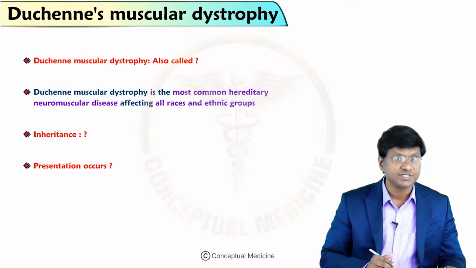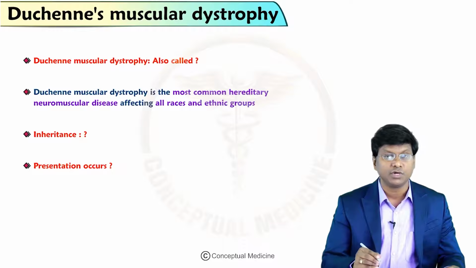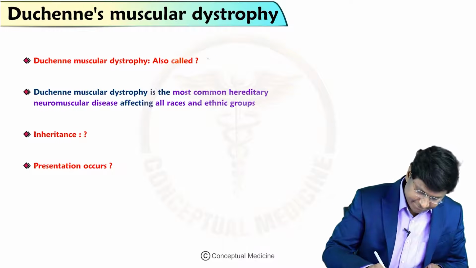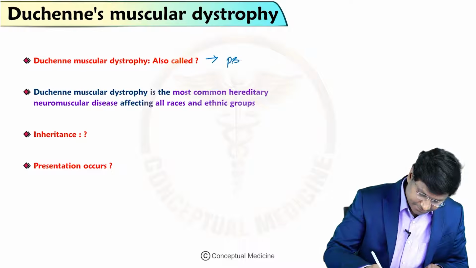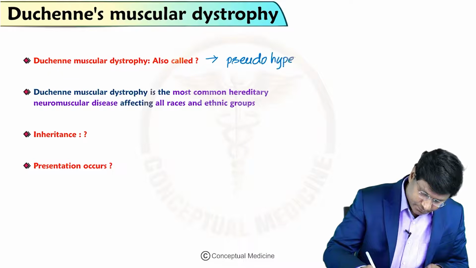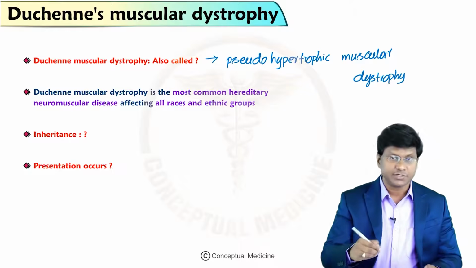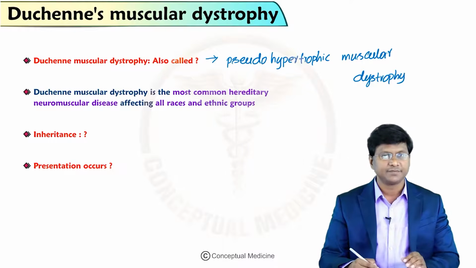And this Duchenne's muscular dystrophy is also called pseudohypertrophic muscular dystrophy. So why is it called pseudohypertrophic muscular dystrophy? I'll discuss that, I'll tell you that.